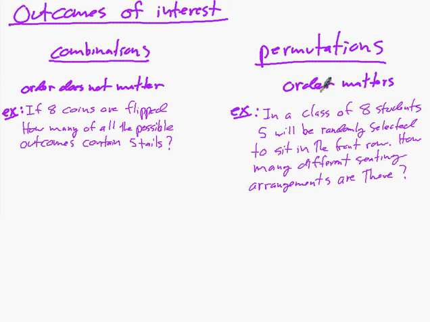Now, a permutation question is much more like this, where you have a class of 8 students, for example. 5 will be randomly selected to sit in the front row. How many different seating arrangements are there? So order now matters because different arrangements will be individually counted. So the way this is often written, this would be combinations.